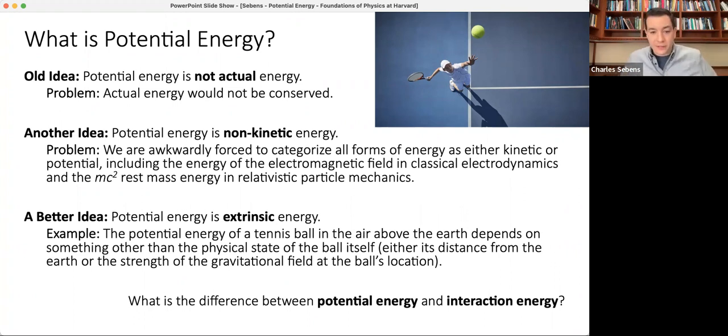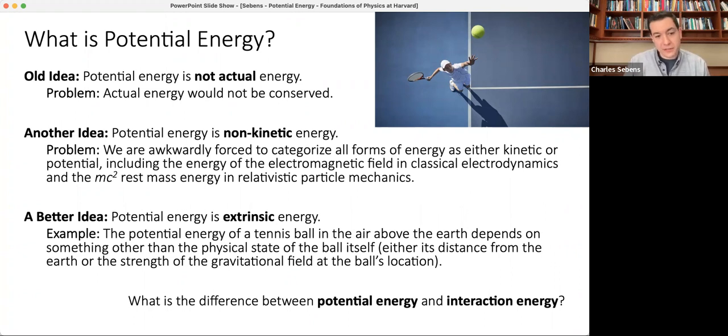So for example, if you have a tennis ball in the air above the earth, as in this picture, you might say that the potential energy of the tennis ball depends on its distance from the ground or its distance from the center of the earth. So it has to do with its relation to the earth. And in that way, it's extrinsic.